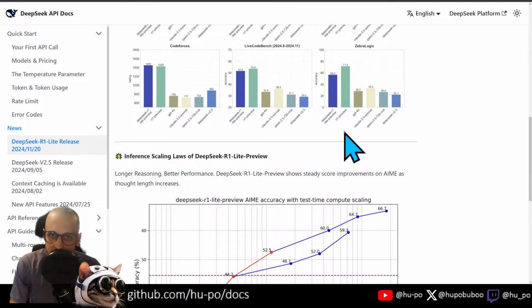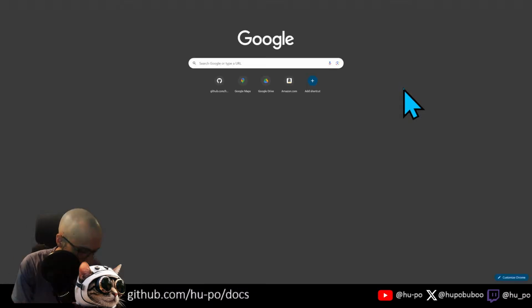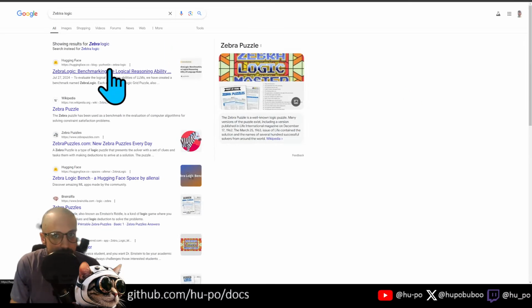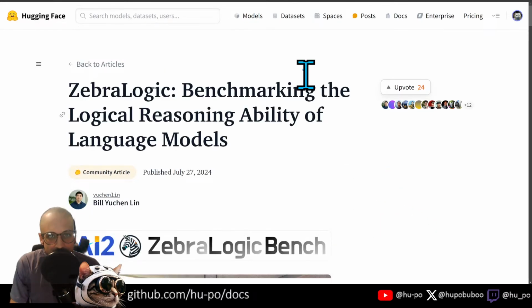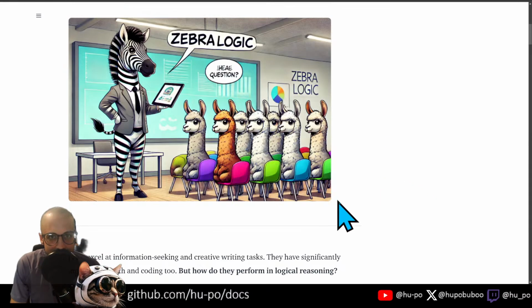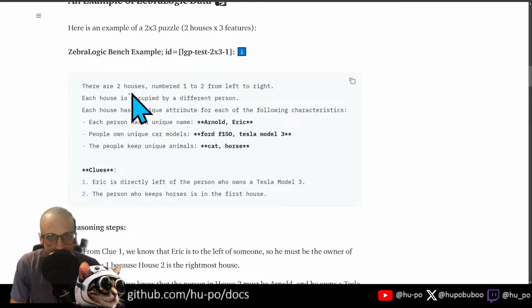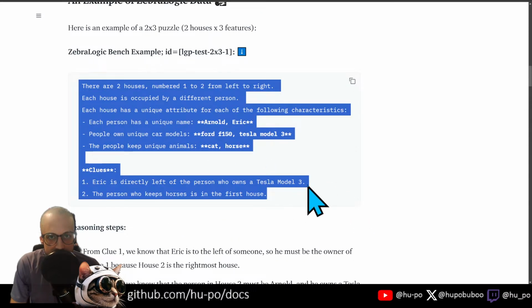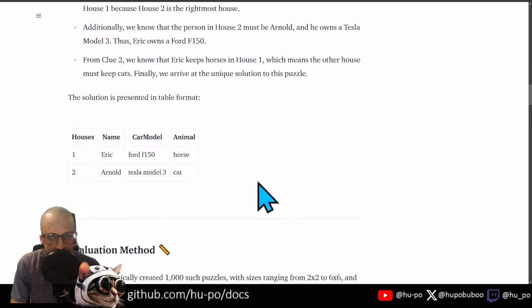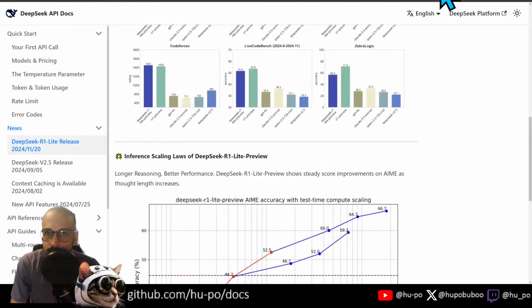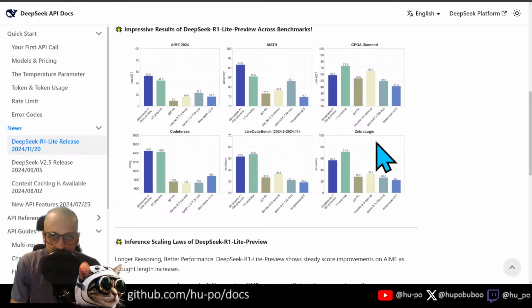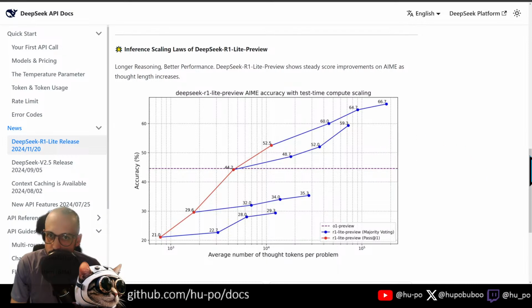Still better on Zebra Logic, O1 Preview. What is Zebra Logic? Benchmarking the logical reasoning ability of language models. Okay, so this is kind of like logic puzzles. I don't really trust benchmarks too much.